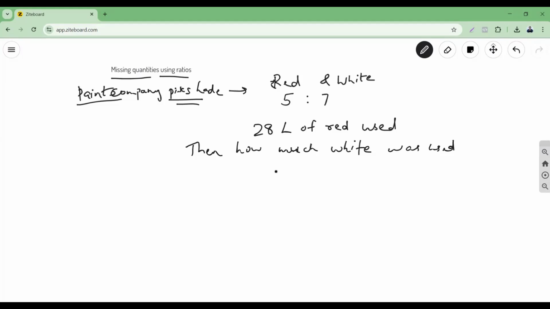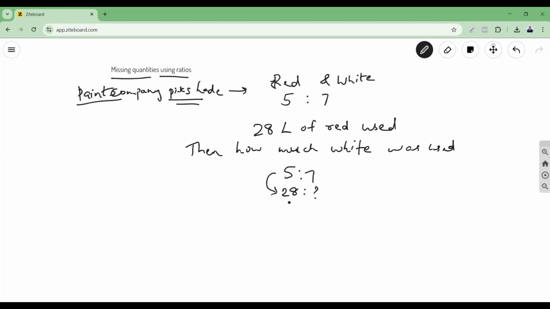Now, we know that the ratio is 5:7. That means red is 28, so red is 5, and we write here. But we don't know this part. We know from the previous video that if we could find what multiple of 5 will give me 28, I can find this easily. But it is not easy, because no whole multiple of 5 is 28. So how can we find out?